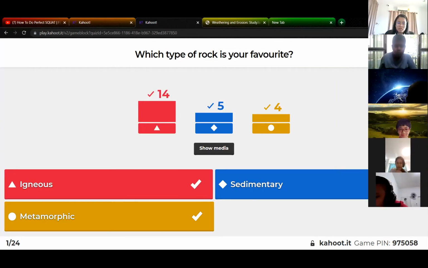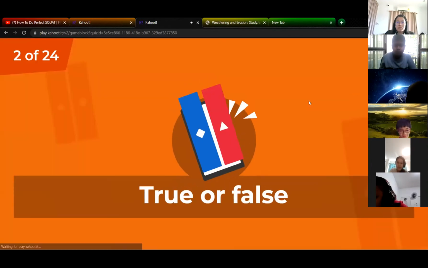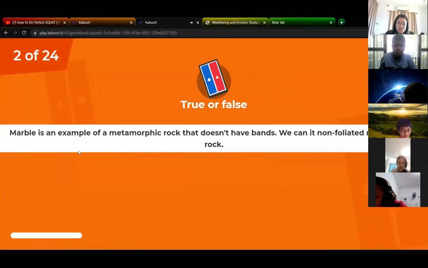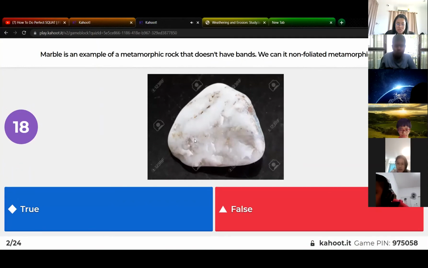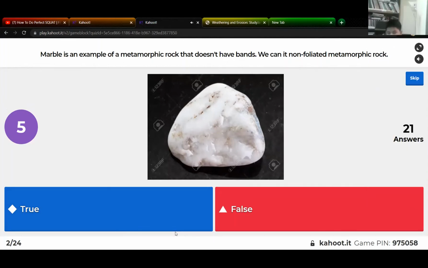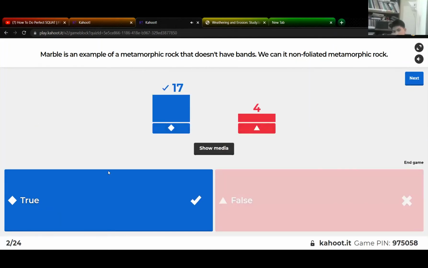Okay, let's go on. Next, true or false? Marble is an example of metamorphic rock that doesn't have bands. We can call it a non-foliated metamorphic rock. Time's up. The answer is it's true.